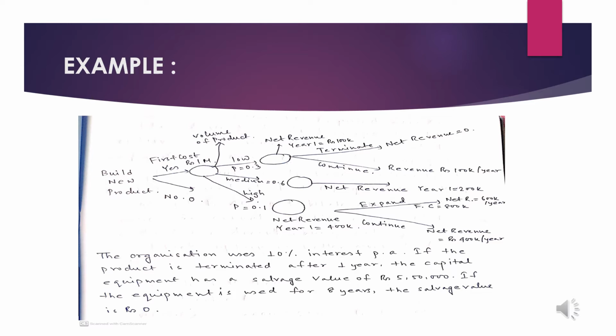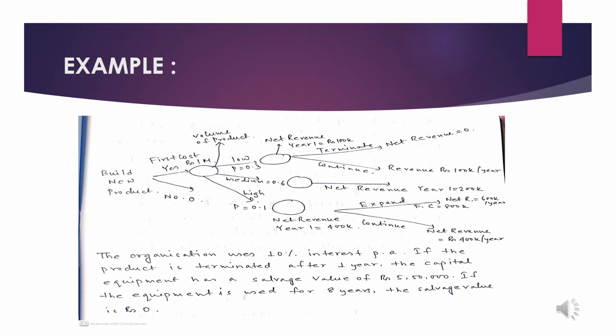If yes, the product needs to be built, the first cost is nearly 1 million rupees. And if the organization doesn't build the new product, the cost is 0. When the organization decides to build the new product and the first cost of 1 million has been invested, the volume of production next comes into account. When the volume of the product comes into account, there are 3 different branches coming out of it. What are the 3 branches?